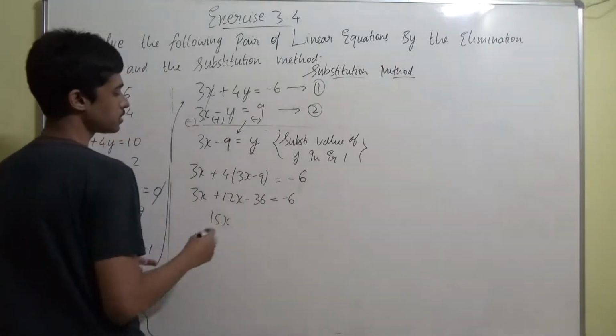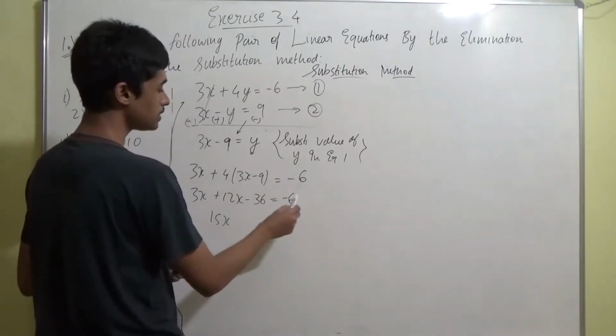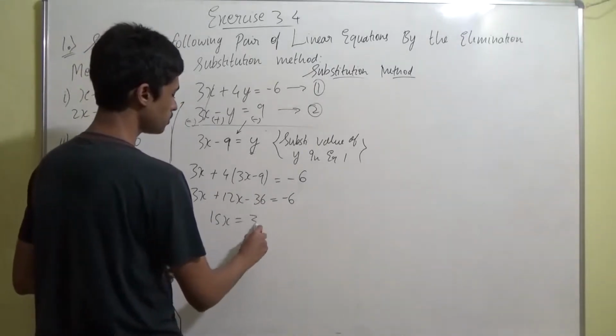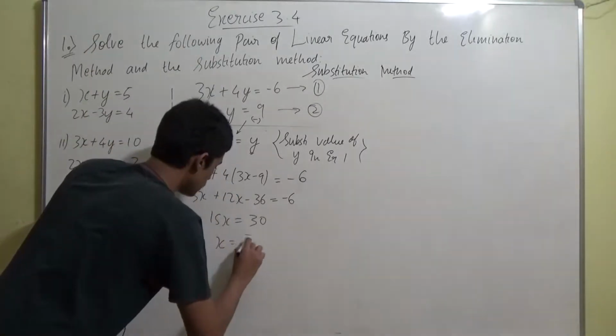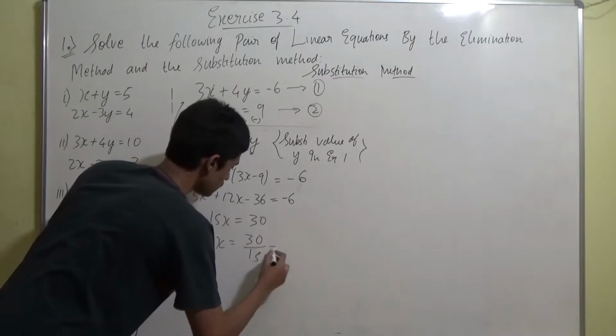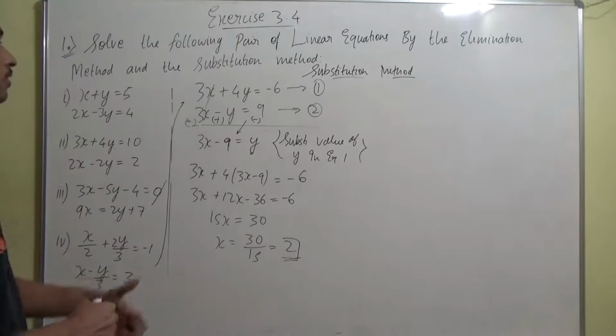15x equal to 36 plus 6, no, minus 36 plus 6. If you take 36 to the other side, it will become plus 36. So plus 36 minus 6 becomes equal to 30. Here x value you will get as x equal to 30 by 15. So 30 by 15 is nothing but 2, right? Done. We got the value of x finally.